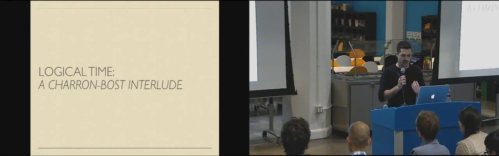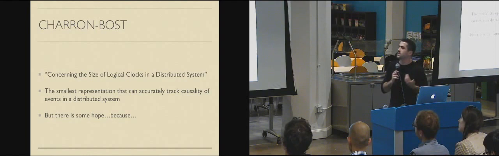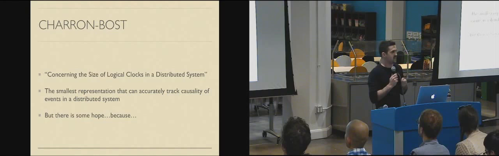And so there's a paper that at first a lot of people thought applied, and it's concerning the size of logical clocks in distributed systems, and it's by a woman named Bernadette Charron-Bost. I probably am butchering her name. But her result says that the smallest vector we can have must include an entry for every process that has ever been in the system. If not, you can't accurately track causality.